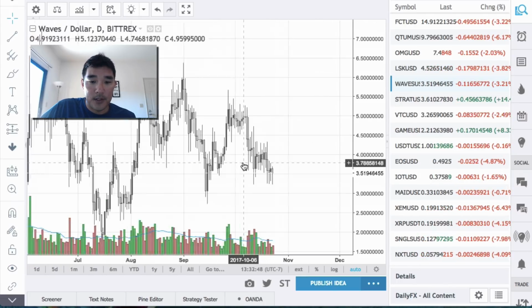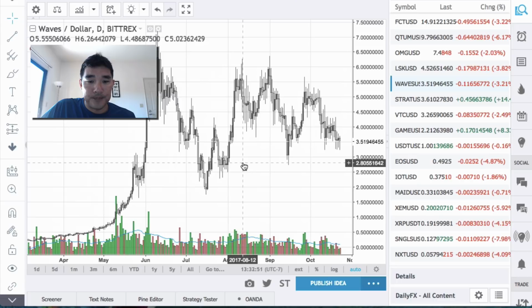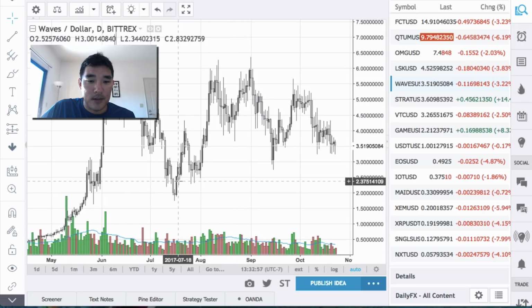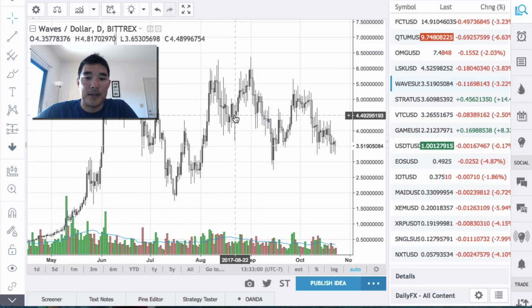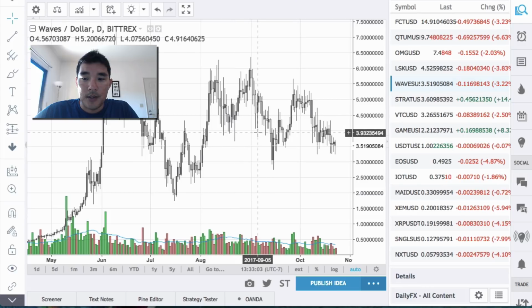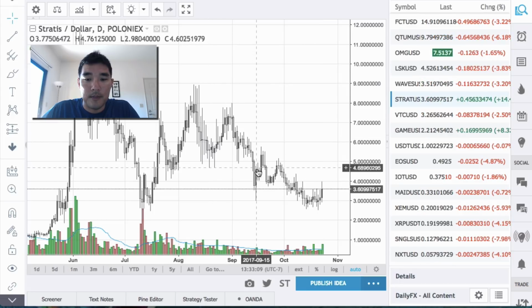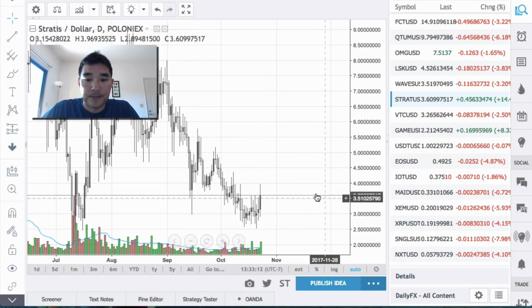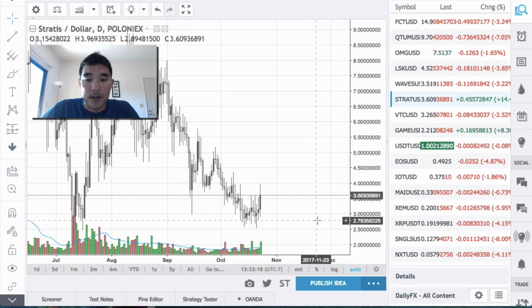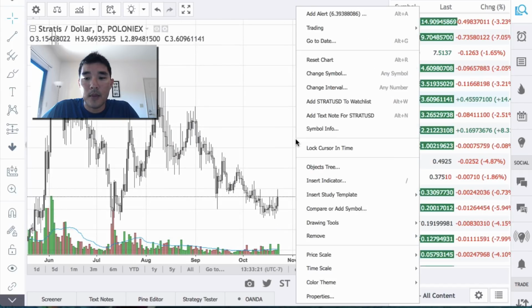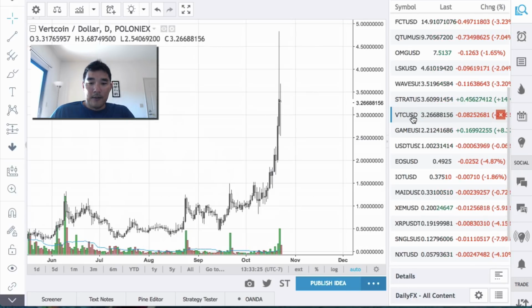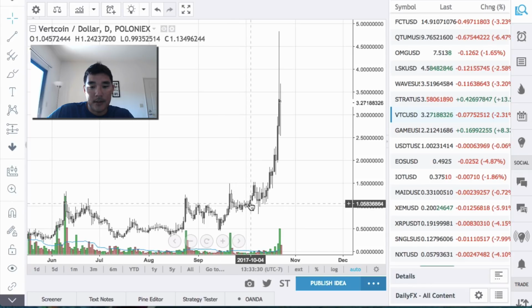Waves, really choppy on Waves. So this is a pair that this pattern probably doesn't work too well on. You can see it a little bit, but it's not that pronounced, so I wouldn't use that strategy for Waves. Stratis, yep, same thing here, right? Blast off, coming down, probably basing down here somewhere. So just wait for that basing pattern to appear, and then try and buy at the bottom of the range. If you look at most of the charts, that's the pattern that you get: blast off, base, and then takes off again.